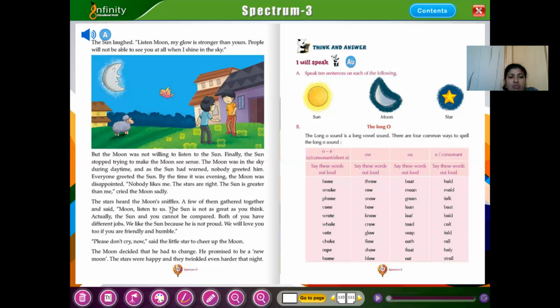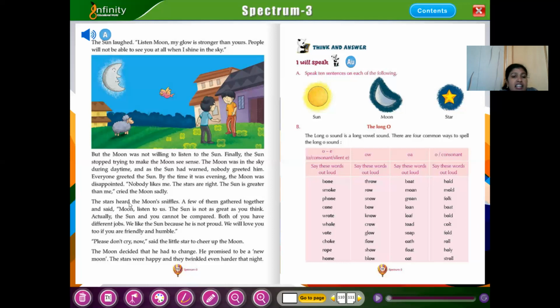The stars heard the moon's sniffling cries. A few of them gathered together and said, "Moon, listen to us. The sun is not as great as you think. Actually, the sun and you cannot be compared. Both of you have different jobs. We like the sun because he is not proud. We will love you too if you are friendly and humble."